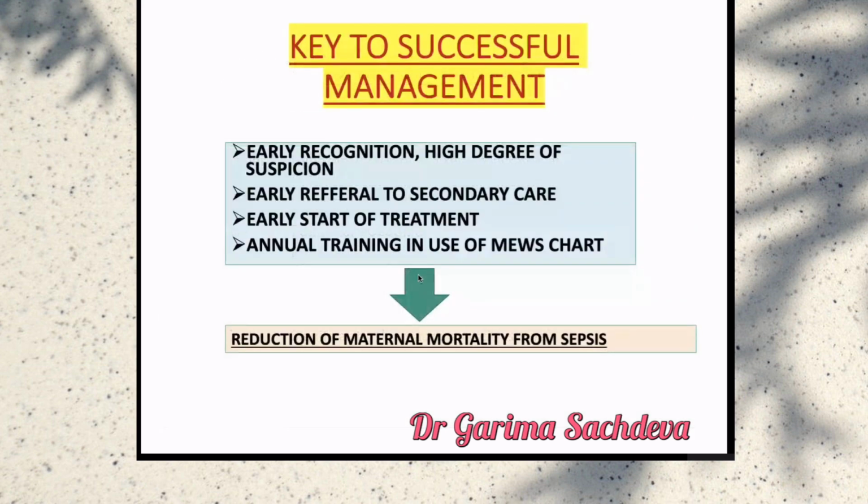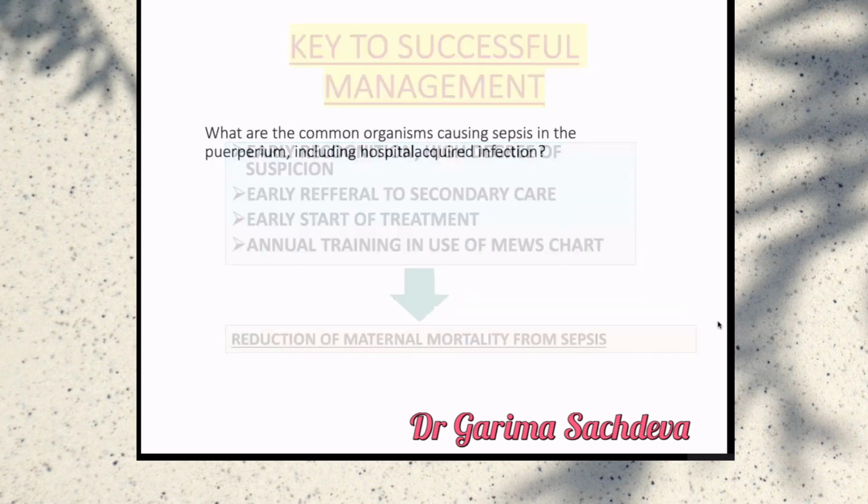Then the key to successful management is early recognition, high degree of suspicion, early referral to secondary care, early start of treatment, and annual training in use of the MEOWS chart. The MEOWS chart is the chart where they record the patient's vitals. It is a big chart where they record everything: what the vitals are, the respiratory rate, the urine output. All this results in reduction in maternal mortality from sepsis.